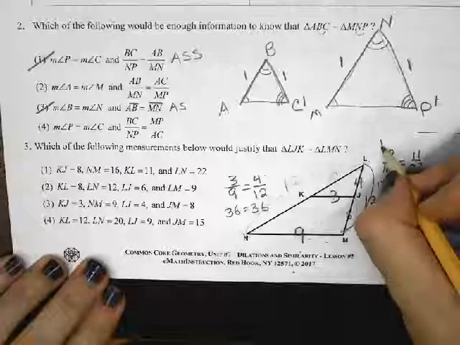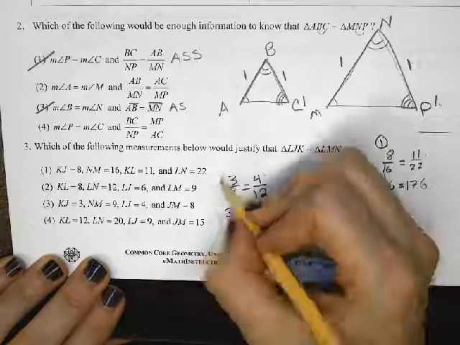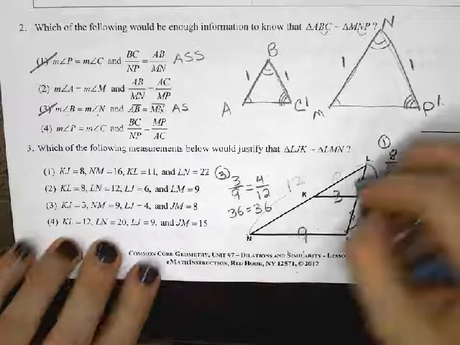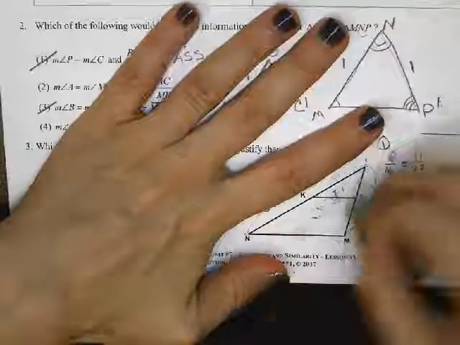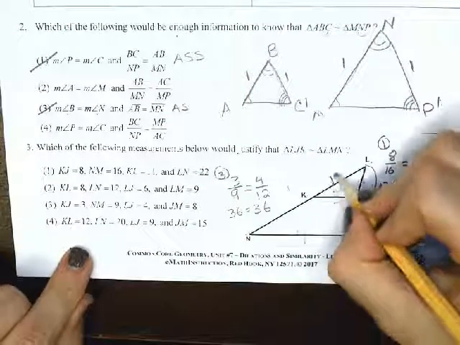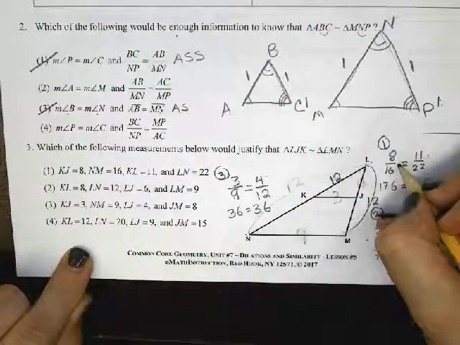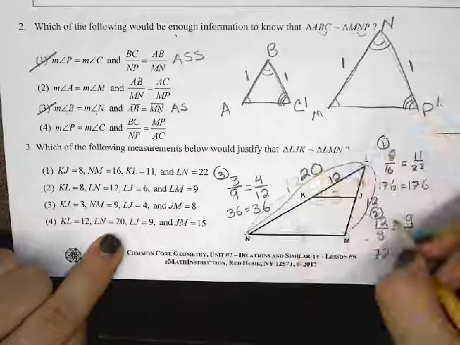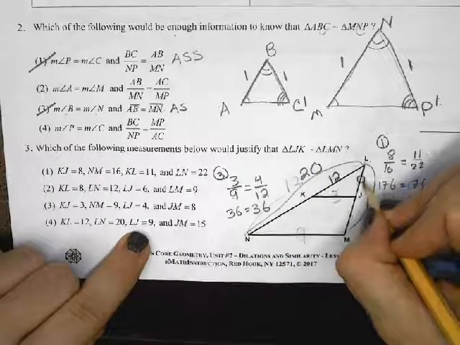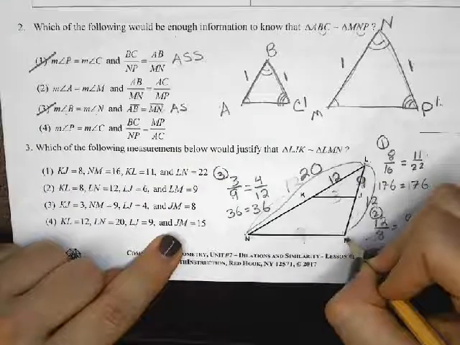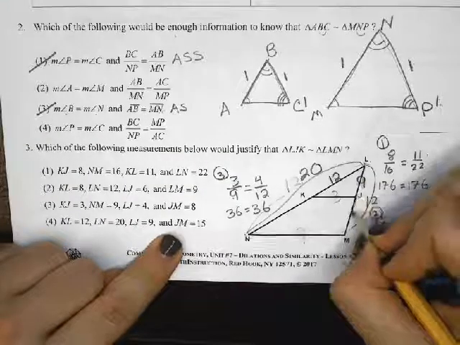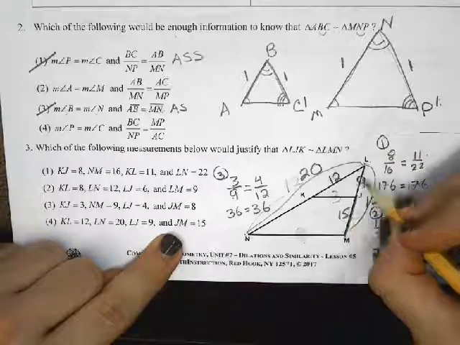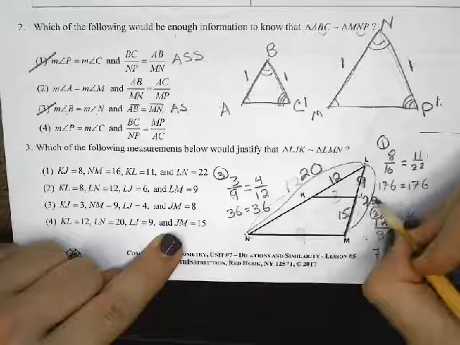So this was choice 1, this was choice 2, this was choice 3, and now let's look at choice 4. K to L. I'm going to erase these again so we don't get confused. K to L is 12. L to N, the whole thing was 20. L to J is 9. And J to M right here is only 15. Remember, I need to add these together to get to the whole. So it's going to give me 24 this time.